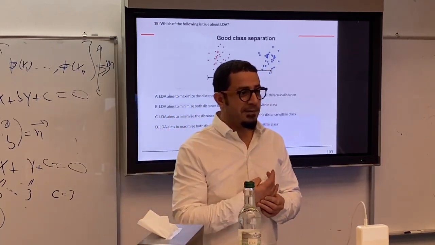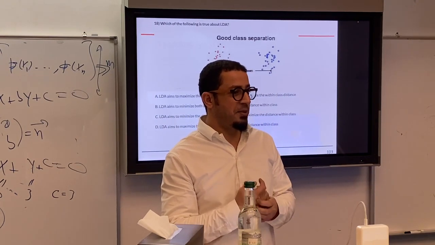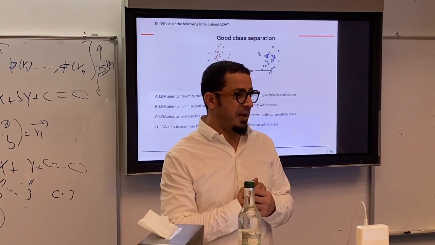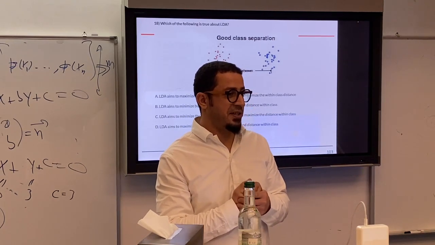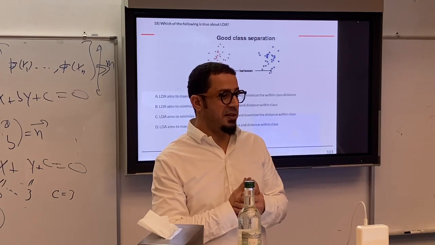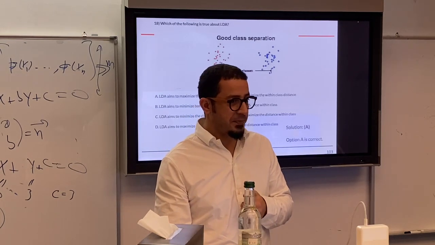No, but it's A, right? It's A. Aims to maximize the distance between the classes, minimize. Okay, B, what is B? Aims to minimize both distance between. For sure is wrong. Last one. Minimize the distance, for sure, between the classes. Aims maximize. So the answer is A.